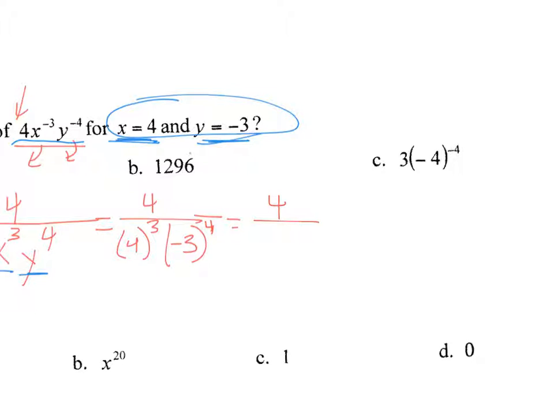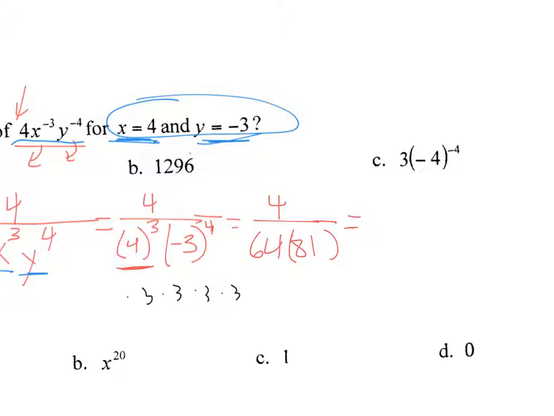4 staying on top. 4 to the third, I'm doing exponents. 4 to the third. Don't you dare say 12, it's 64. 4 times 4 times 4. And then over here, they're right next to each other, so negative 3 to the fourth. When in doubt, write it out. Let's see, negative 3, negative 3, negative 3, negative 3. It's going to be a positive 81.